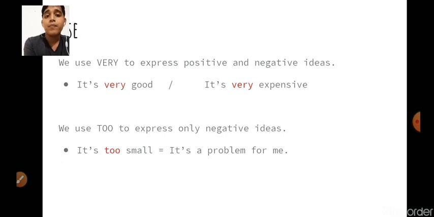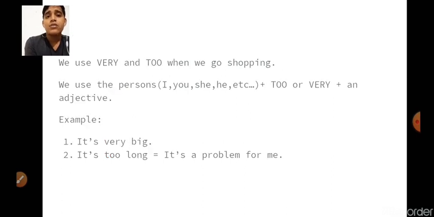We have here an example. It's too small. It's a problem for me. This sentence means that it's a problem for you, that this specific thing that you are buying is too small for you. Okay? So we use very and too when we go shopping.